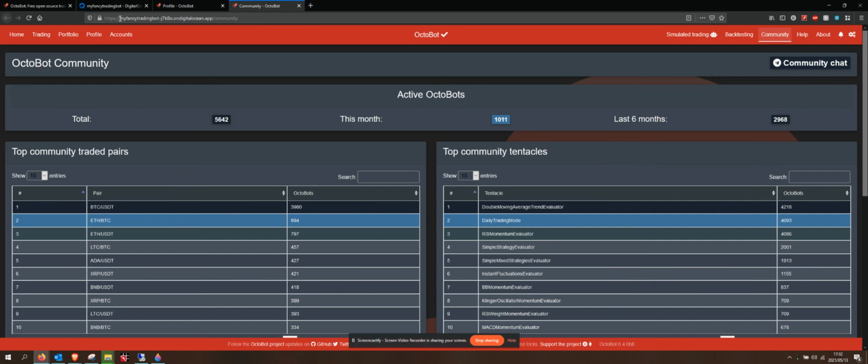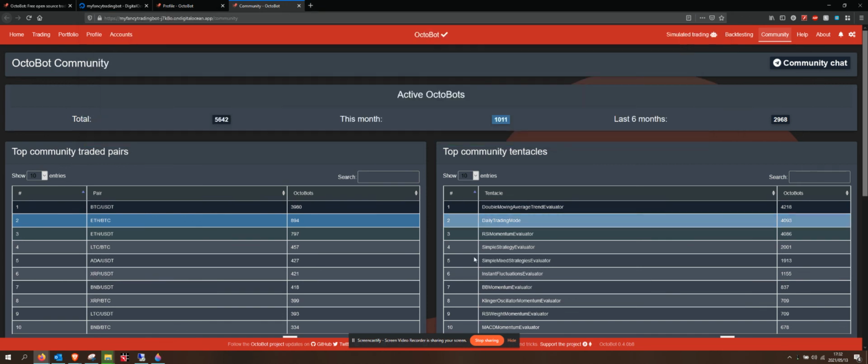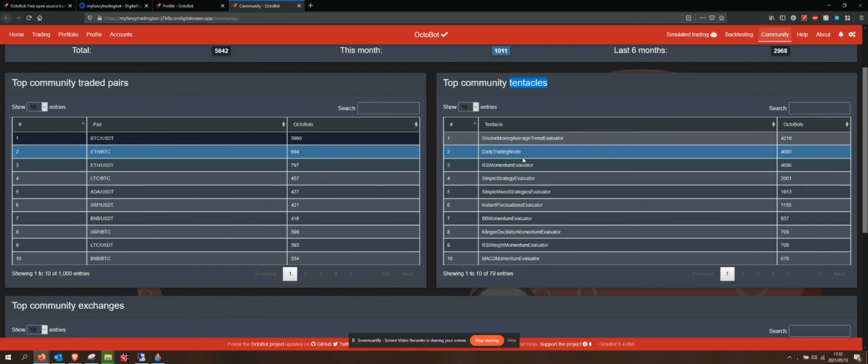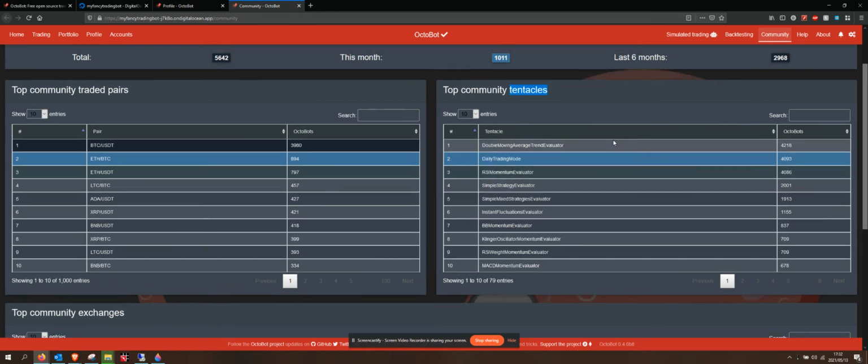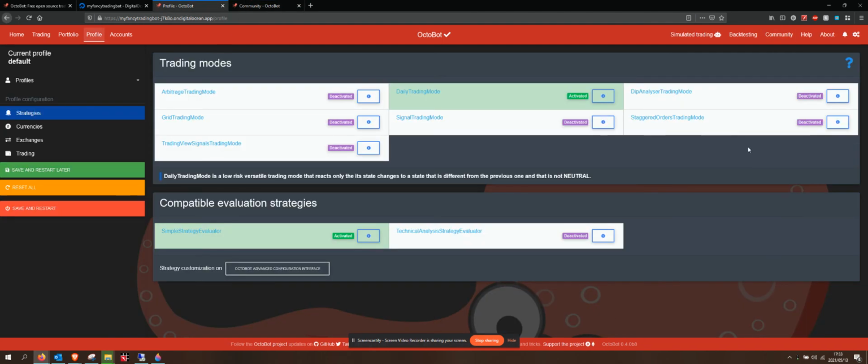Just something to remember: this, my fancy trading bot, is your link to your Octobot, so you can actually go and bookmark that. Double moving average trend evaluator. I think that is a tentacle underneath. Yeah, it says it's a tentacle, so underneath a trading mode. I'm just trying to figure out what trading mode it is under. Single strategy evaluator. I'm not actually seeing it here.